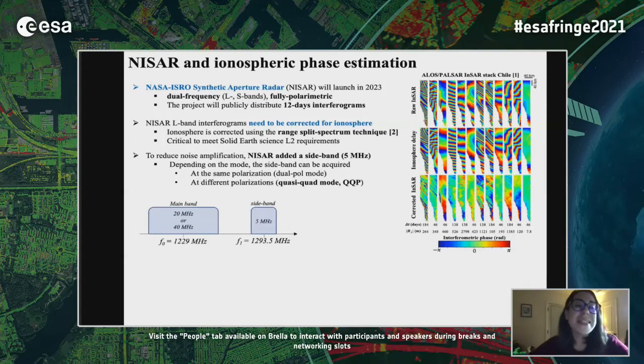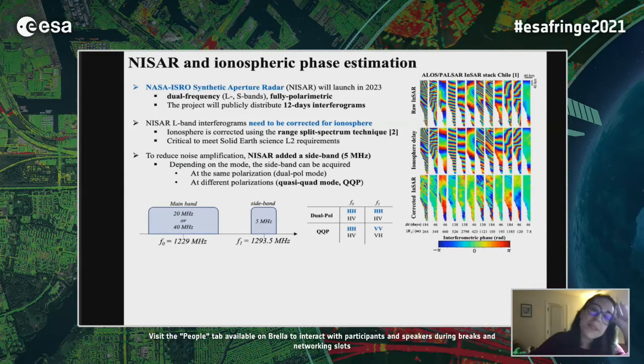So NISAR decided to add a sideband of 5 megahertz to estimate the ionospheric phase screen using the split spectrum technique, where the range bandwidth of the SAR signal gets split into 2 subbands to form 2 low resolution interferograms at different center frequencies. Depending on the mode of operation of the NISAR radar, the sideband can be acquired either at the same polarization as the main band or at a different polarization.